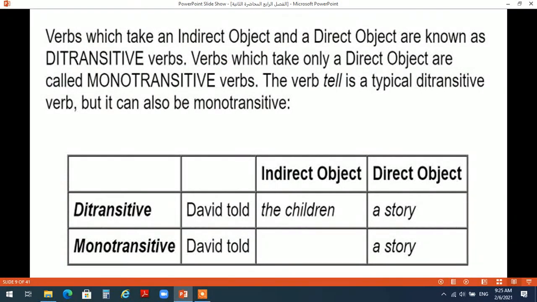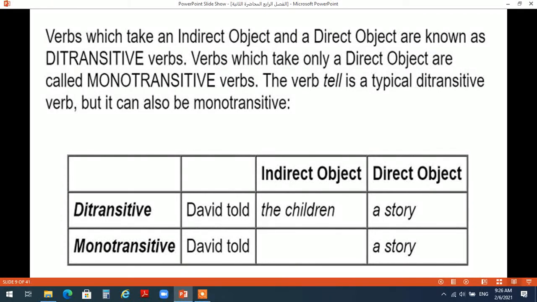Verbs which take an indirect object and a direct object are known as diatransitive verbs. إذن diatransitive verbs هي الأفعال التي تتطلب وجود مفعولين في الجملة، يكون أحدهما مفعولا به مباشر والآخر مفعول به غير مباشر. While verbs which take only a direct object are called monotransitive verbs. أما المونوترانزيتيف verbs وهي الأفعال التي تحتاج إلى مفعول به واحد فقط في الجملة، وما دام لدينا مفعول به واحد فيكون دائما هذا المفعول به هو مفعول به مباشر.